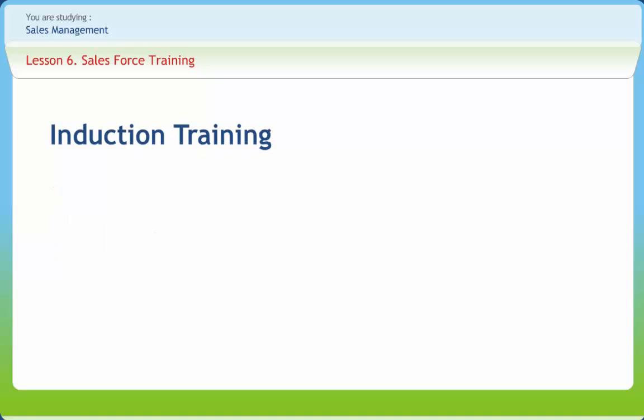Induction training is given to a person who is joining the company from outside. It consists of 1. Company profile, 2.